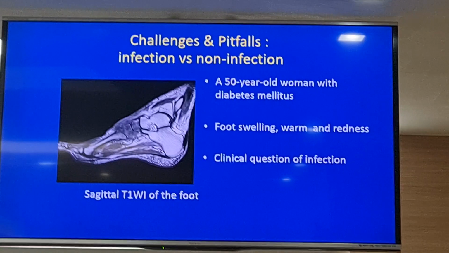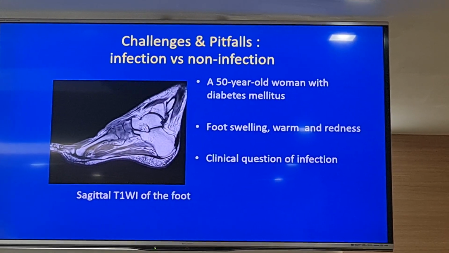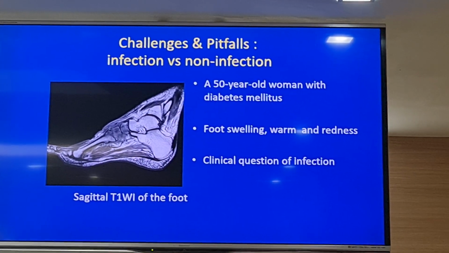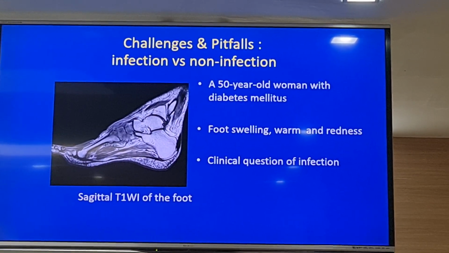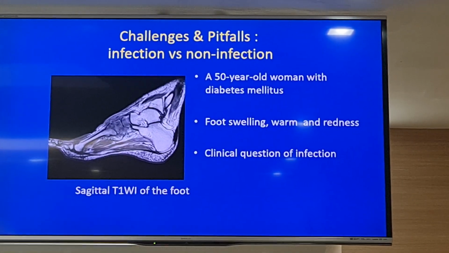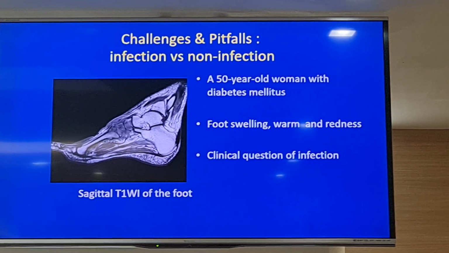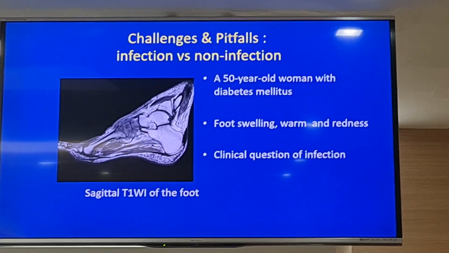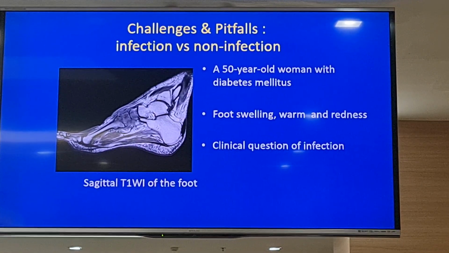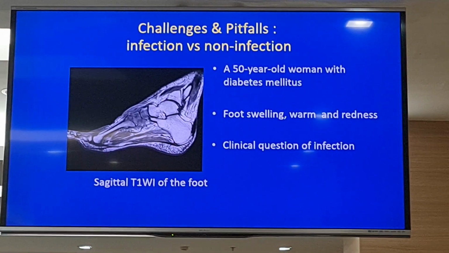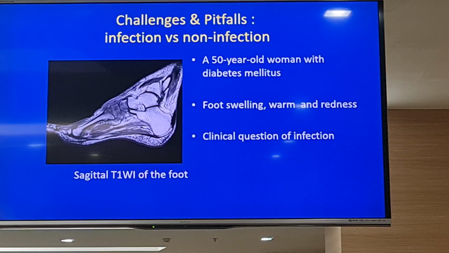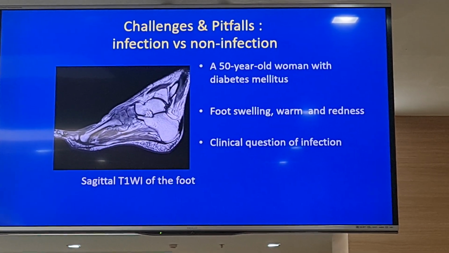Another thing in our practice is how to distinguish between infection and non-infectious disease. This is an example. The lady has diabetes mellitus. She has foot swelling and warmth. Certainly, people will think this is clinically infectious disease. When we do T1 weighted images, we can see the abnormality here. This is bone marrow replacement. Bone marrow is supposed to be white like this, but it's dark like this on the images.